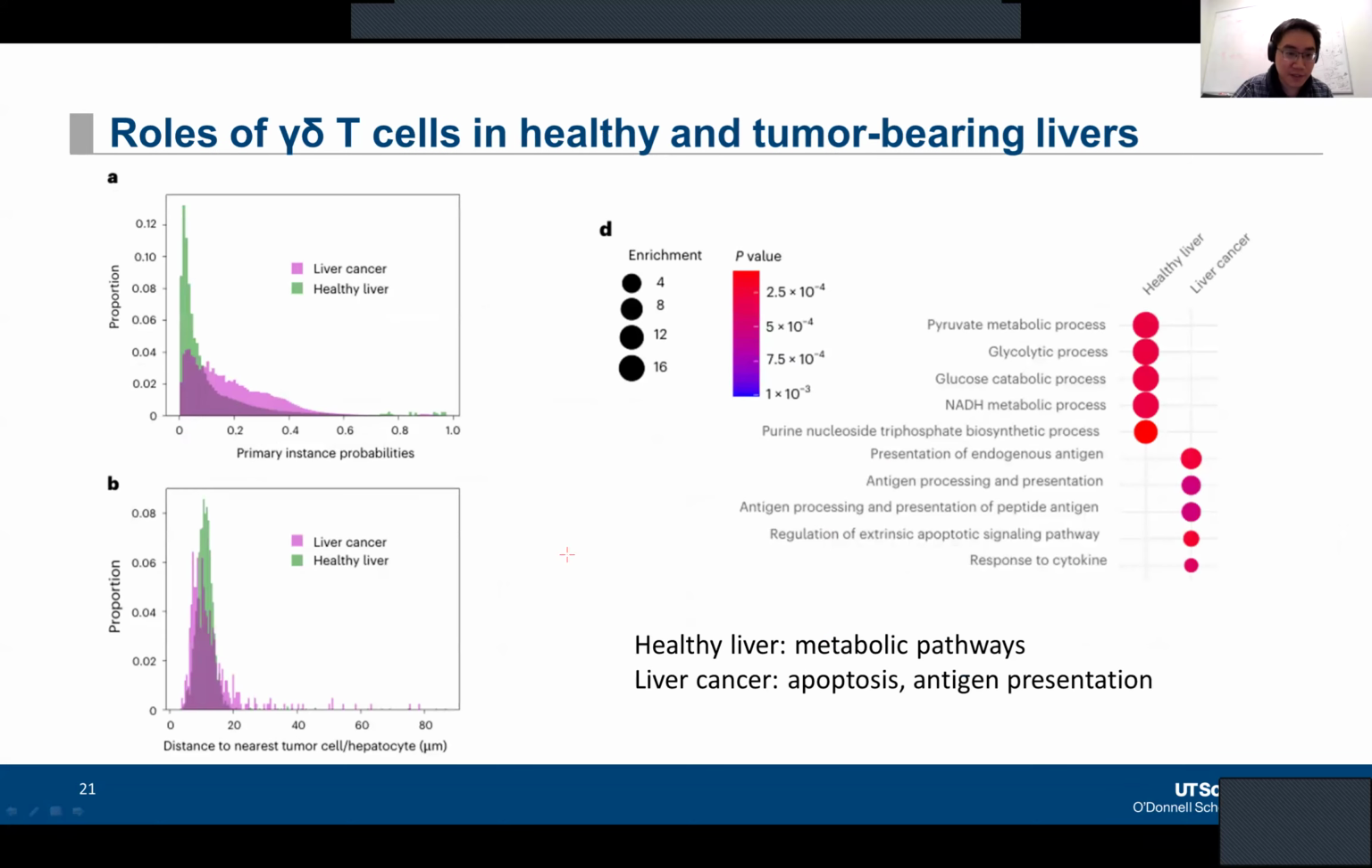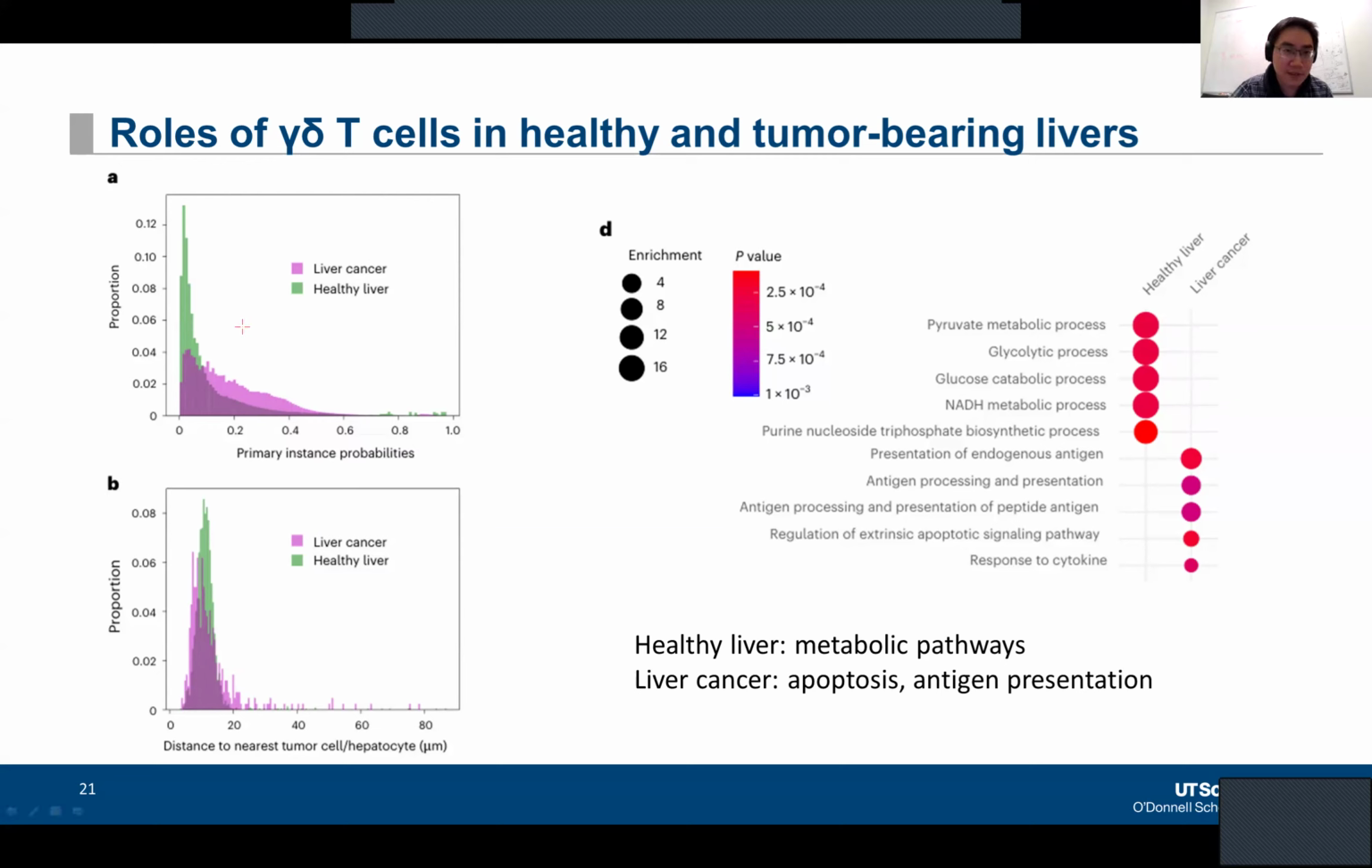And one of the final validations that we have was looking at the role of gamma delta T cells in healthy liver and tumor-bearing liver. Gamma delta T cells are generally a smaller population of T cells. Most T cells are alpha beta, and they're named after the components that make up their TCRs.